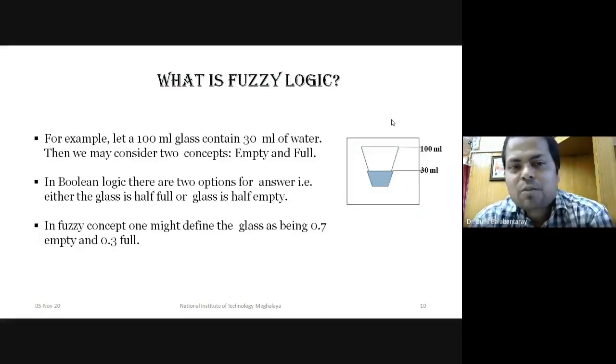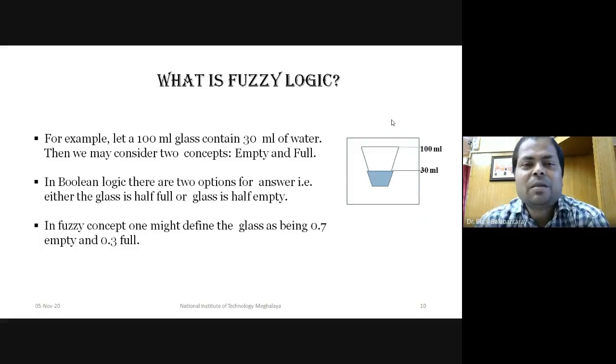Now it's a very beautiful example: let a 100 ml glass contain 30 ml of water. Then we may consider two concepts, either empty or full. In Boolean logic, there are two options for answering such queries, that is, either the glass is half full or the glass is half empty.